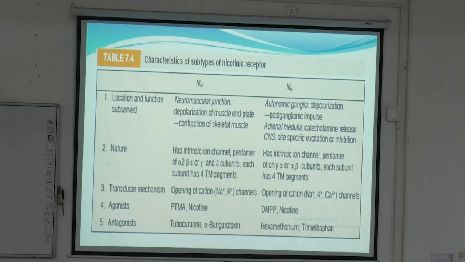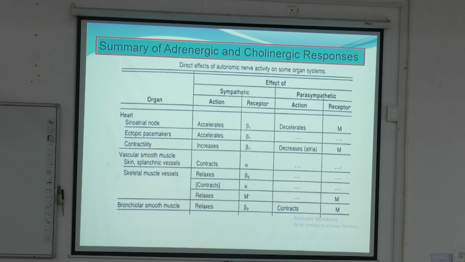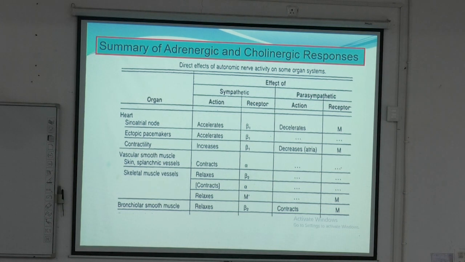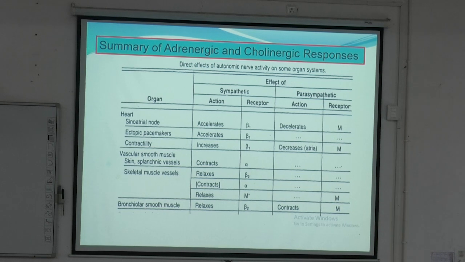So these are the nicotinic receptors, muscarinic and nicotinic. So this is about the adrenergic and cholinergic responses. You will get the PPT. So you will read this because it is for the clearance of your consciousness.